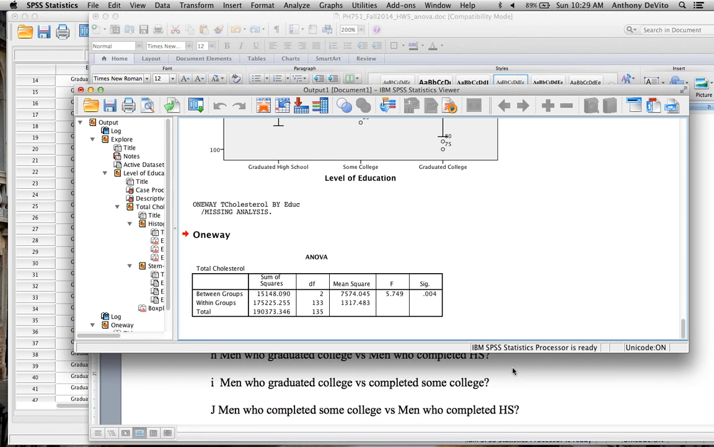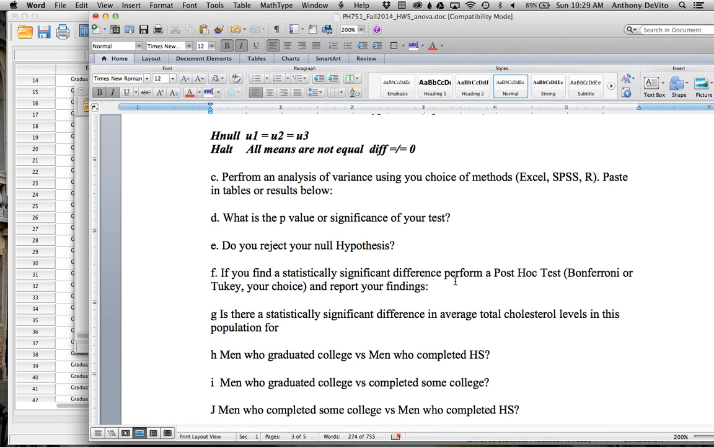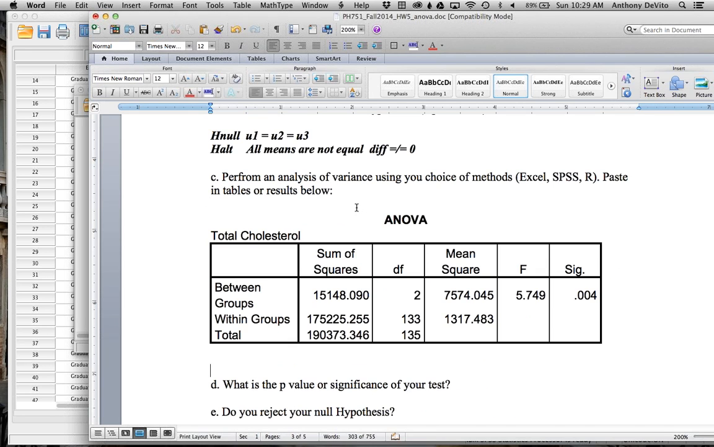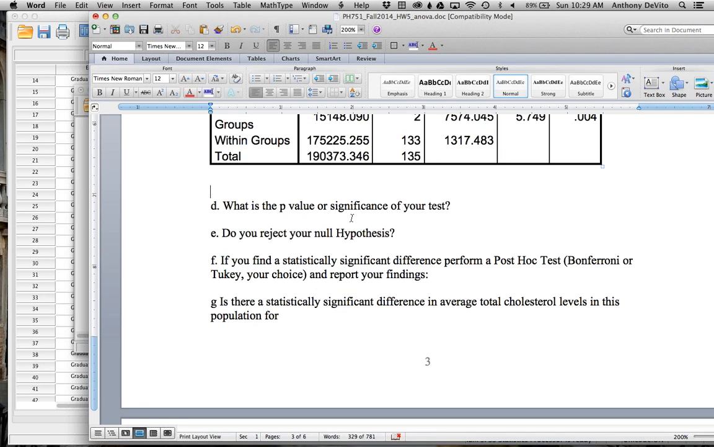Okay, so I got a little ahead of myself there because I think that's probably going to be the next question. So I'm going to copy this and paste it into our analysis. Paste in the tables below. What's the p-value or significance of your test? Well, p, the probability of being wrong if we reject the null hypothesis, is equal to 0.004.